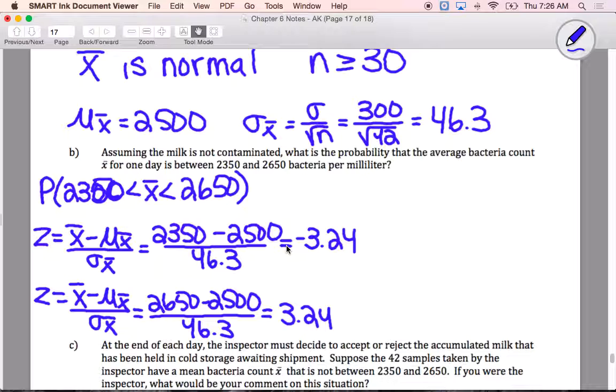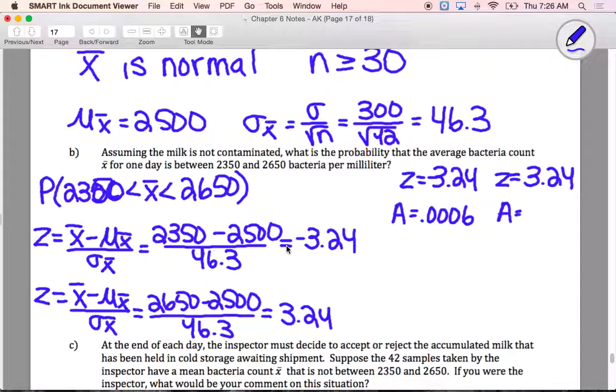Now you're finding the areas that go with both of these. So again, you're going to your table, looking for negative 3.24. Then you're looking for 3.24. So for negative 3.24, negative 3.2 for your z, 0.04 for your column, and we've got 0.0006.